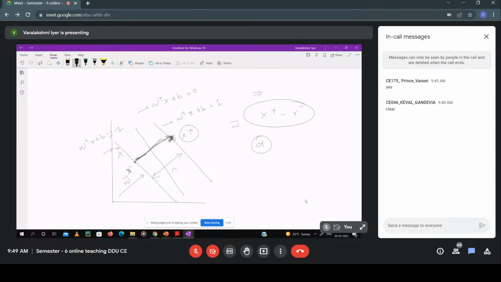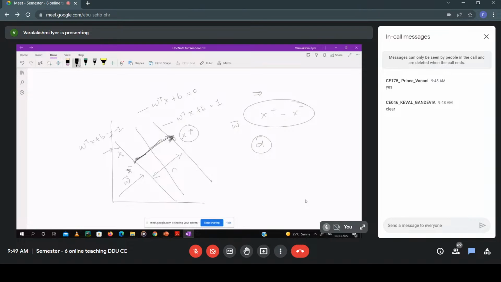Okay, where this magnitude of w will be equal to the root of w1 square plus w2 square plus wn square. And you know what w is? W is the parameter which we are trying to identify, w and b, in order to find the hyperplane equation such that the margin distance is maximum. Now you can substitute the value of x positive and x negative over here.